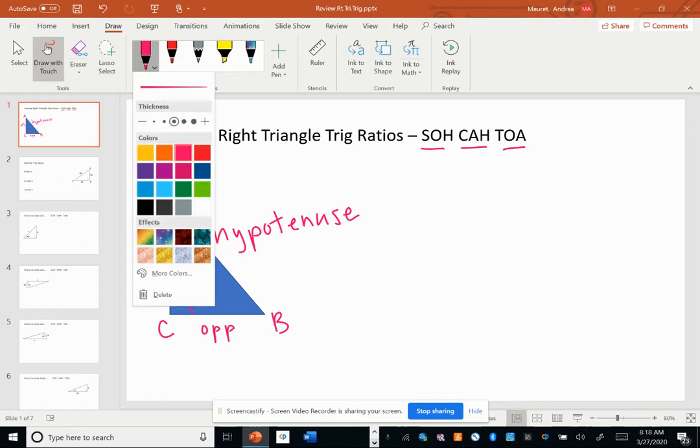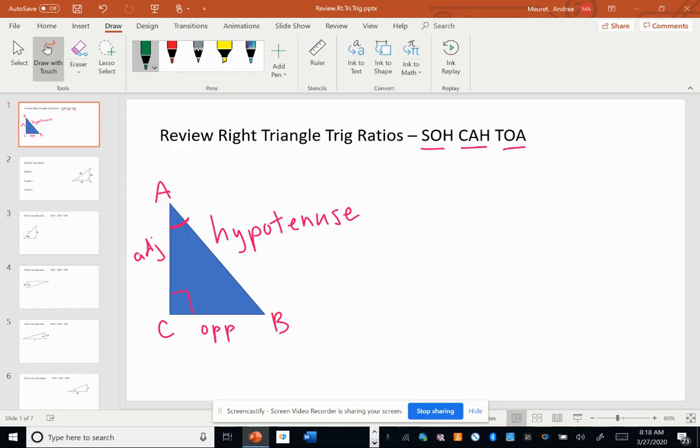So the first ratio is sine. The sine of an angle is equal to its opposite leg over the hypotenuse. So again, if we refer to angle A, the opposite leg, let's call it X, is side CB, and the sine of A is equal to the value of X over the value of the hypotenuse.